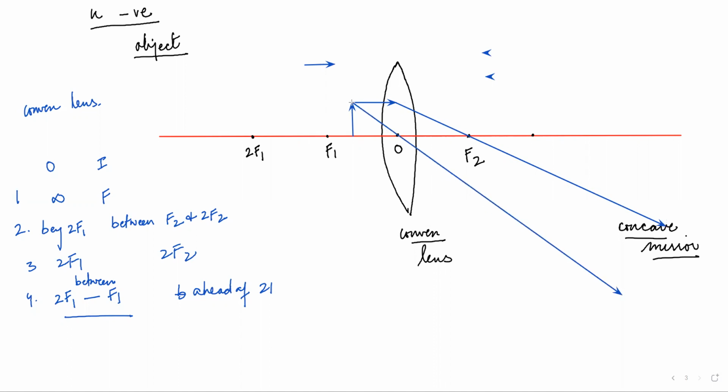Now, students, please tell me, are these two rays going to meet or not? You can see, are these rays going to meet or not? No, sir. They are not going to meet. So there will be no image. No, there is an image. Please extend them backward.